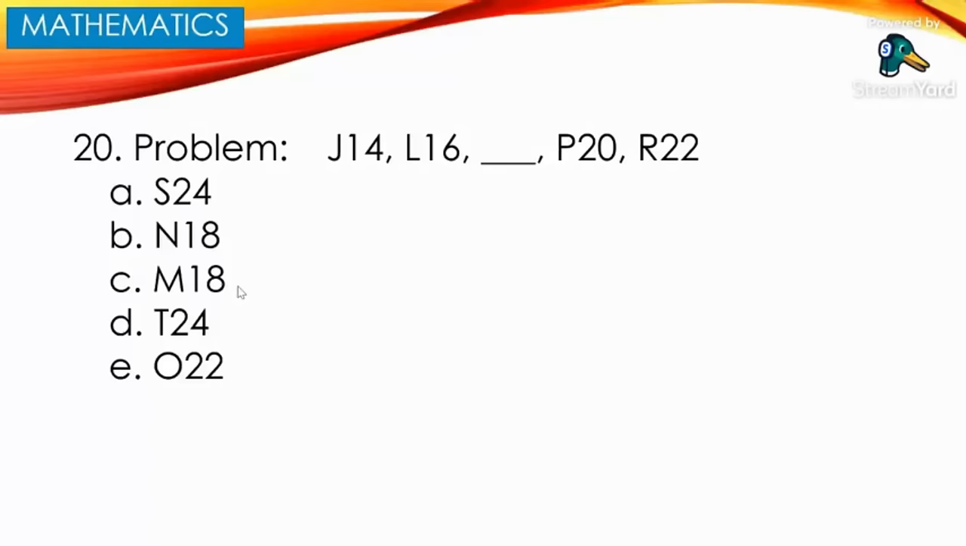Okay, the correct answer for this is, for the numbers, it's a multiple of 2 or pwede rin skipping pattern katulad ng sa letter. Okay, the correct answer for this number 20 is letter B, that is N18. Yung letter C po dito ay parang isang napakalaking distractor sa inyo kasi pwede siyang maging sagot. But let us try to see the letters. Nag-skip tayo ng letter. So J, K, L, M, N, O, P, Q, R. So yung letter po natin sa ating blank is N, then 14, 16, 18, 20, 22. So the correct answer is letter B.